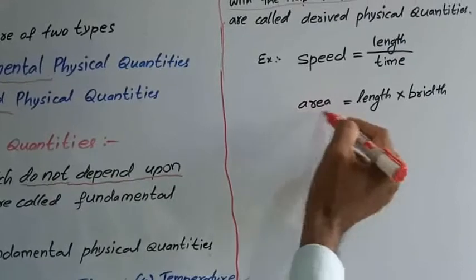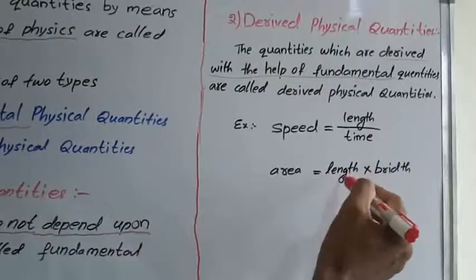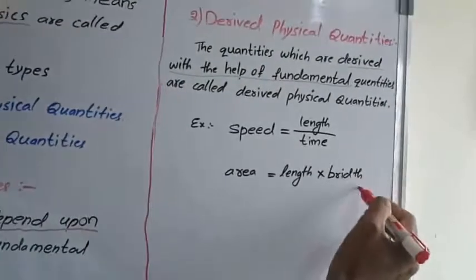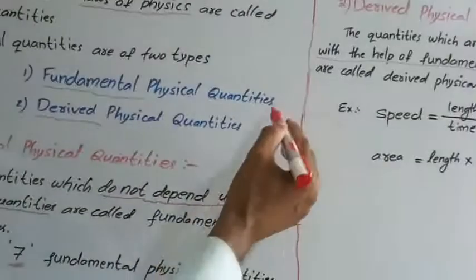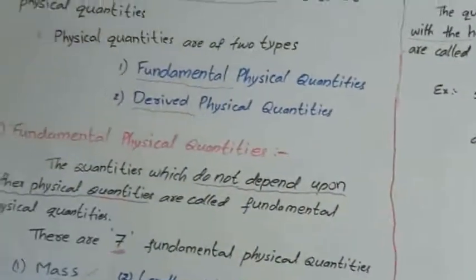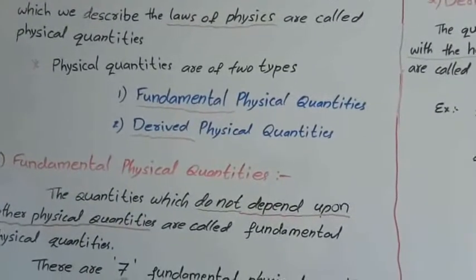Same as area is a derived physical quantity. It is derived from the product of length and width. So these are two categories: fundamental physical quantities and derived physical quantities. Okay. Next we discuss the units of these fundamental quantities and derived quantities.